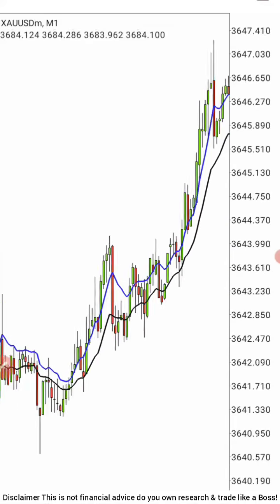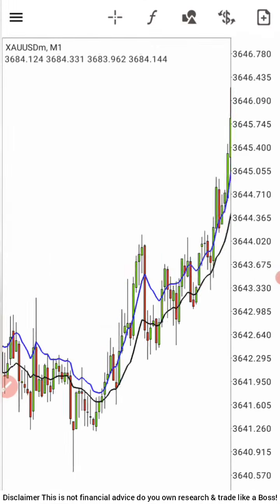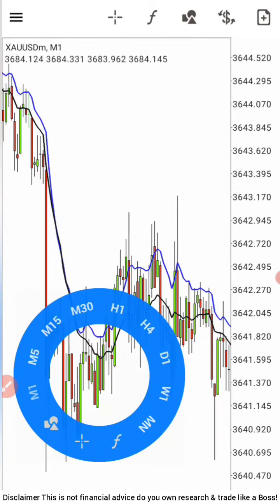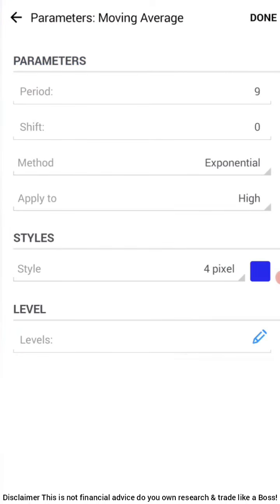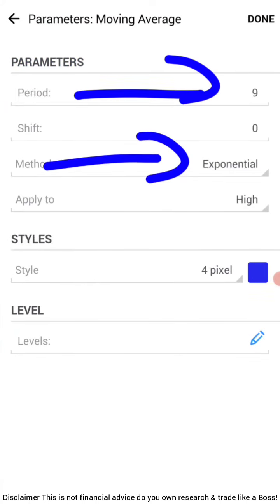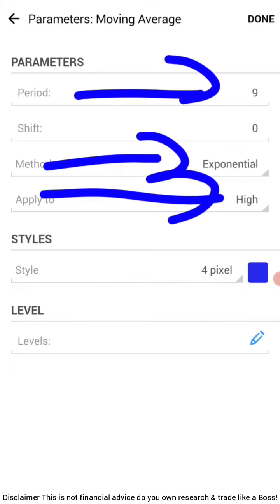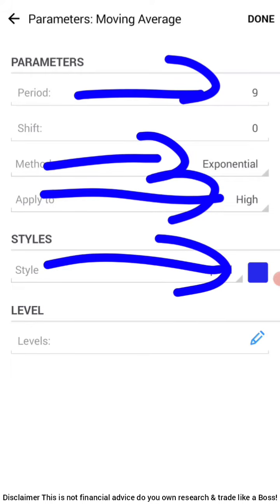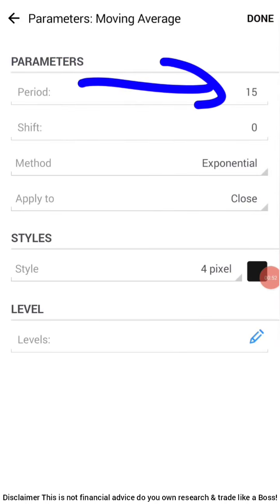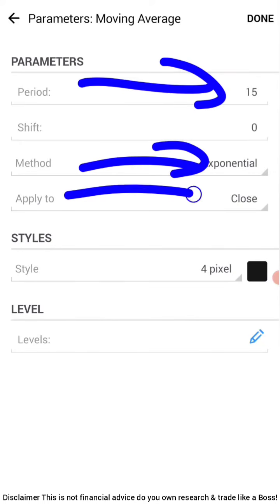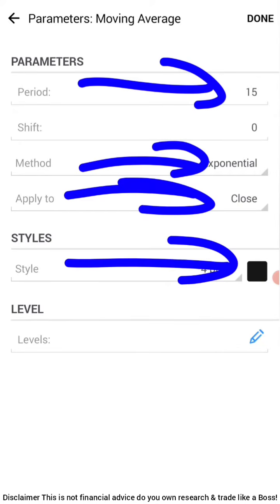The indicators that you're using today are not the normal ones. You can actually see they are very different. If you go to the settings right here, the first one, period is 9, method exponential, apply to high, and color blue. Then the second one right here, period is 15, method exponential, apply to close, and color black.